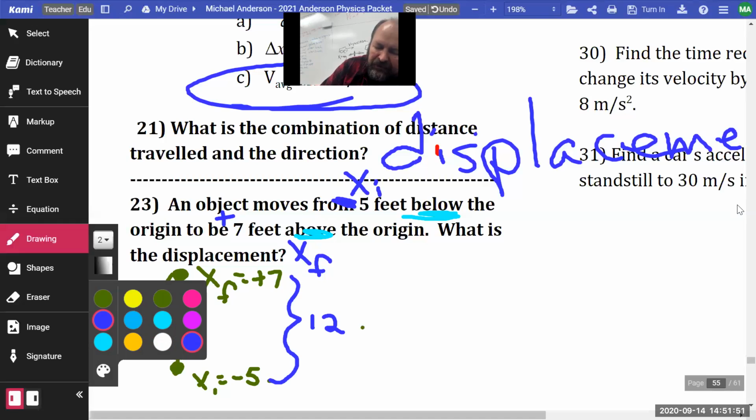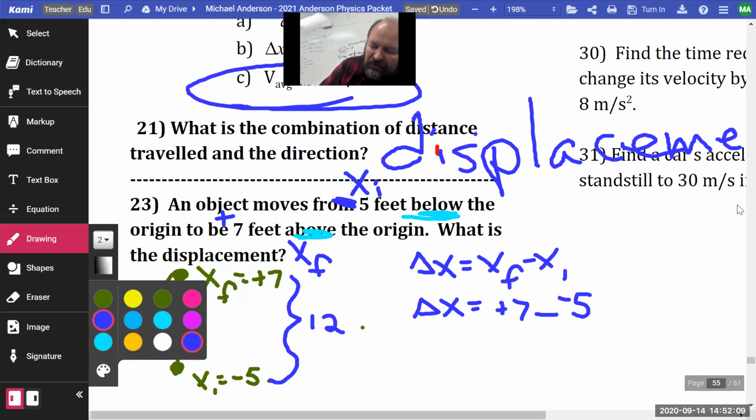Let's see how we do that with the equation. Delta x, the displacement, equals x sub f minus x sub i. The x sub f is the positive 7 minus, and the x sub i is a -5. Notice that we have double negatives here. So that means the displacement delta x is positive 7 plus 5, which gets us the positive 12, which is what we said over here. Positive meaning it's going up. Okay, next.